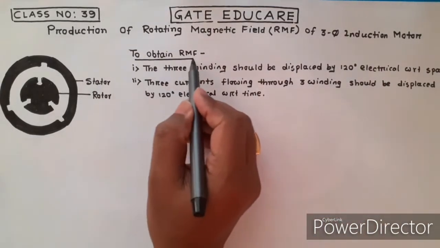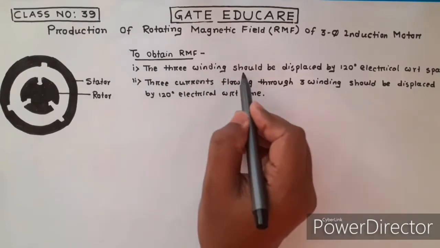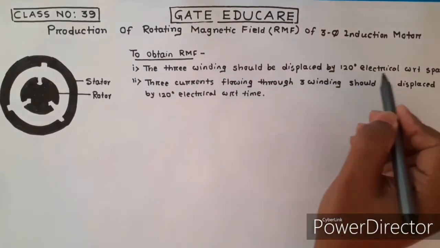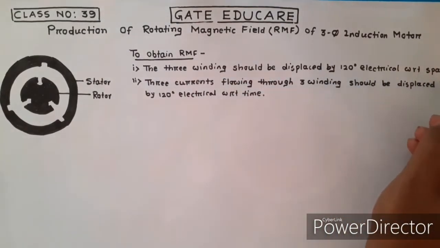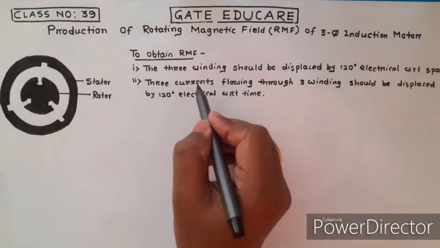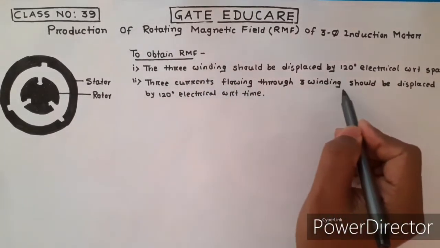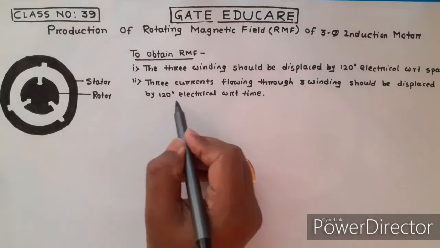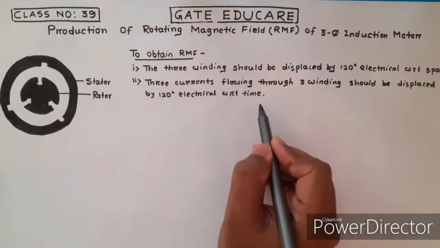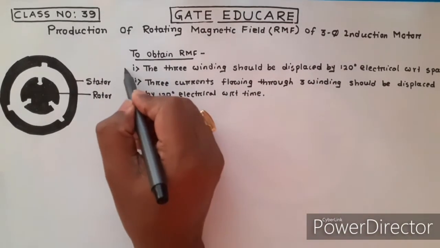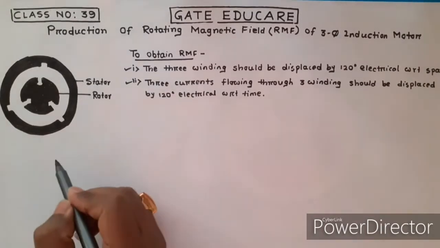To obtain the rotating magnetic field, the three-phase winding should be displaced by 120 degree electrical with respect to space, and the three currents flowing through the three windings should be displaced by 120 degree electrical with respect to time. These two conditions must be satisfied.